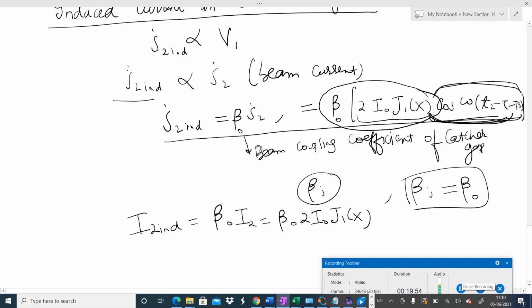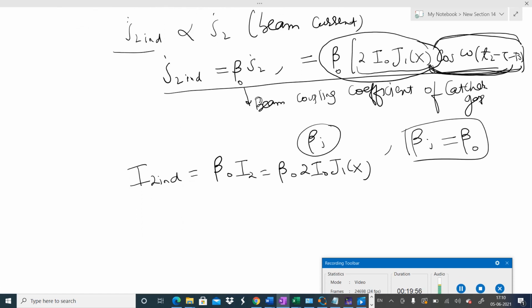Now there are impedances attributed to the cavities. If we draw an equivalent circuit of it, suppose this is the current beta naught I2. Then corresponding to the wall of the catcher cavity there will be some equivalent resistance. This is a model, not what actually happens, but there are impedances attributed.